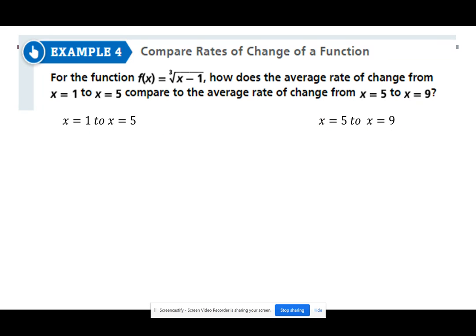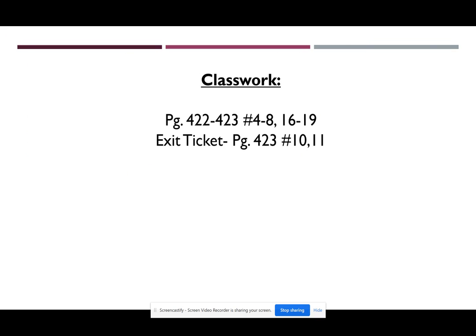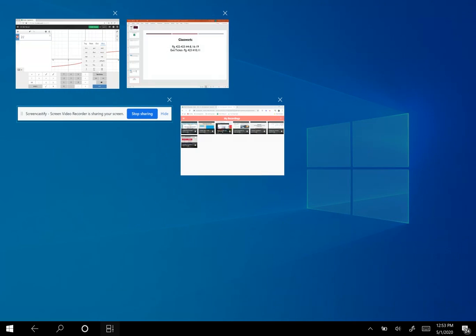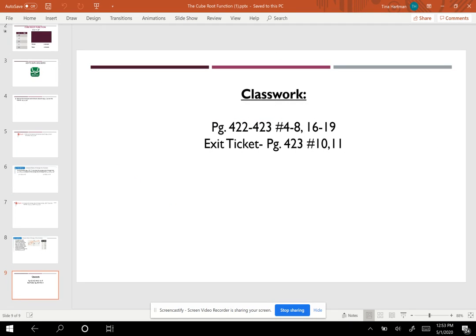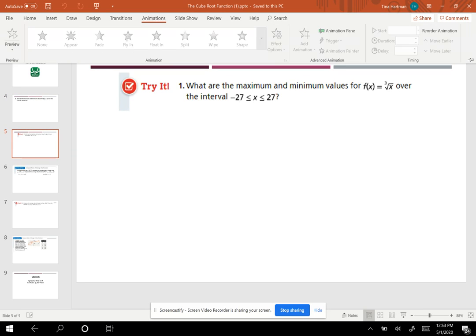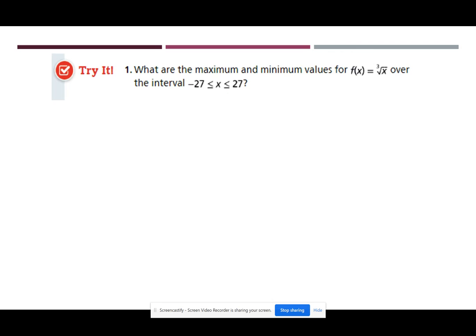All right, and also you could write, give me 1 second, let me go back to there. I clicked too many times. You could write, you could say that the minimum maximum would be between negative 9 and 9. You could write it that way as well.